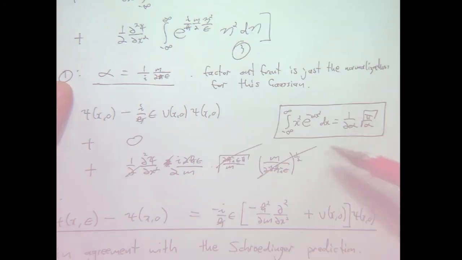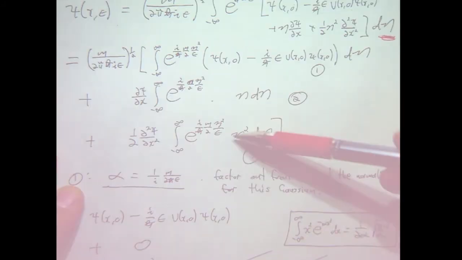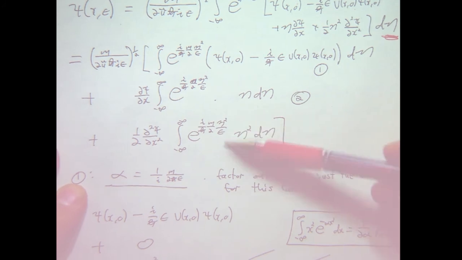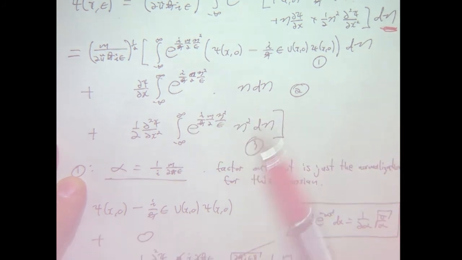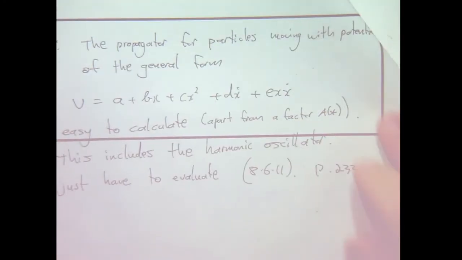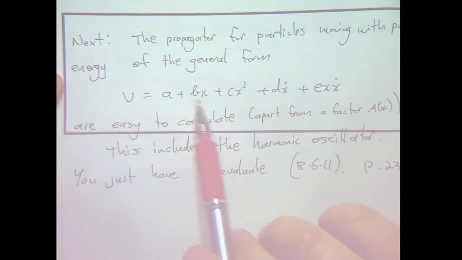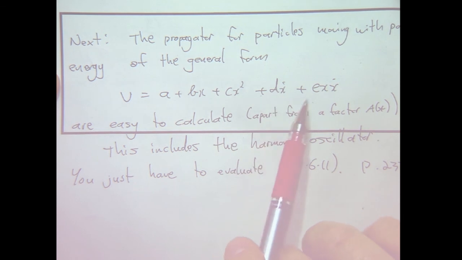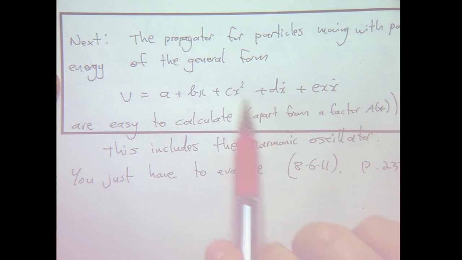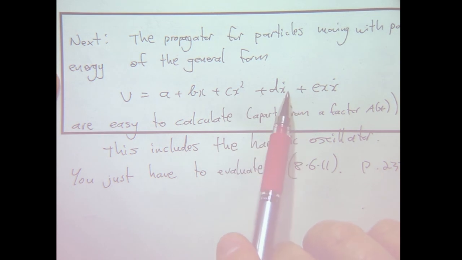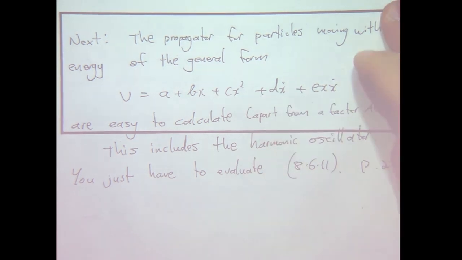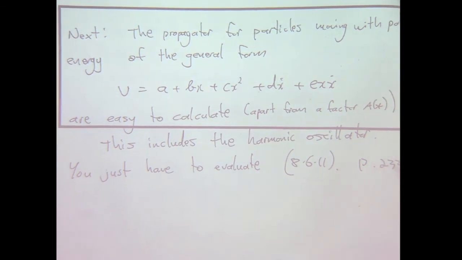And miraculously, you get h bar squared on 2m from this integral here. Okay, so it all works out. Okay, last thing is the propagator for particles moving with a potential energy of the general form this, quadratic in x, and then x dot and x times x dot. So this is a potentially, pardon the pun, velocity dependent potential energy.